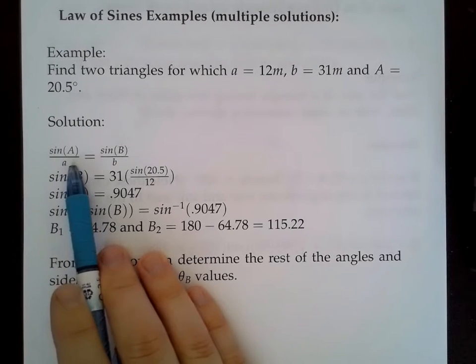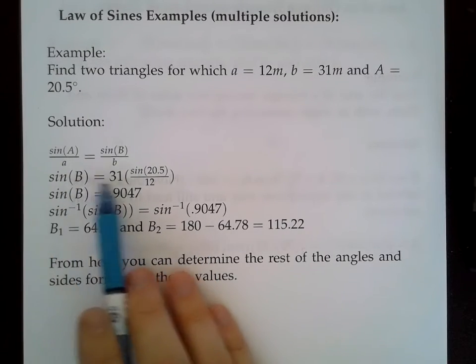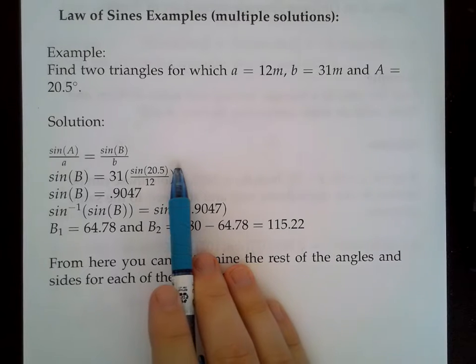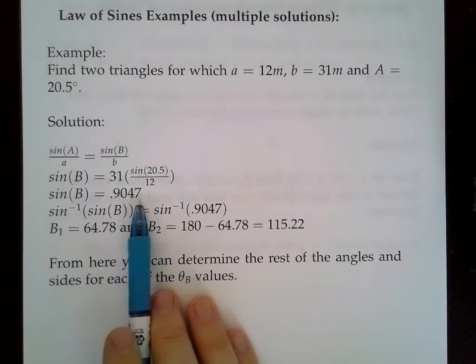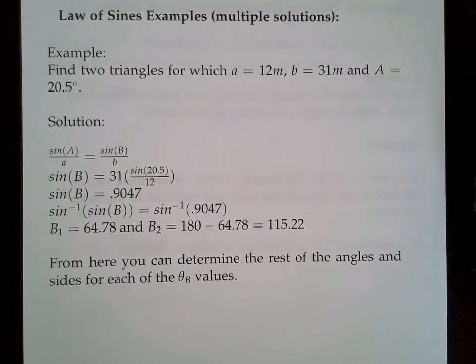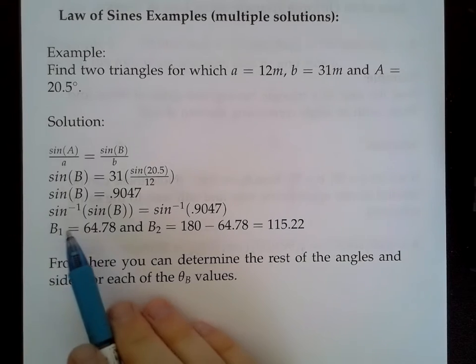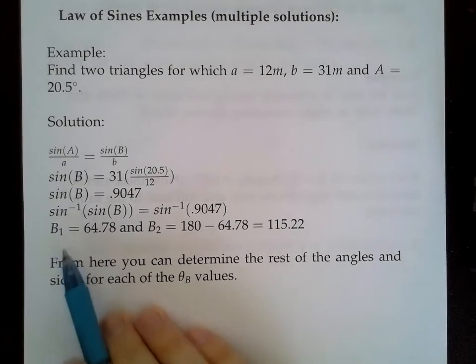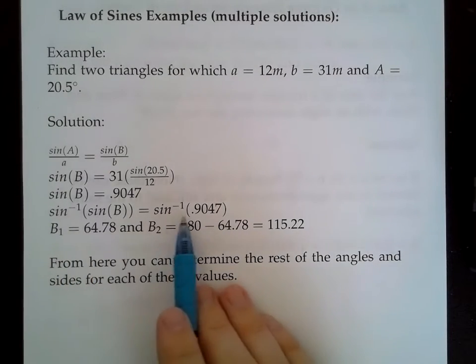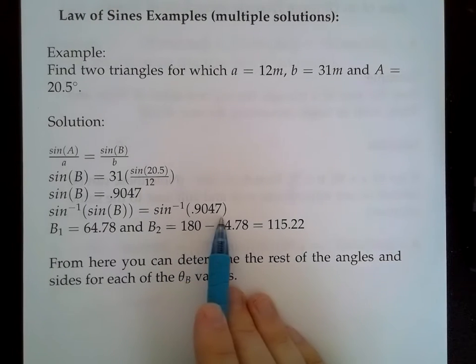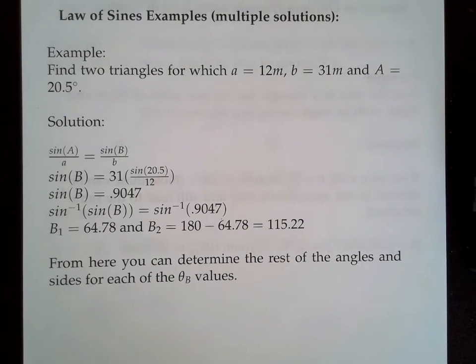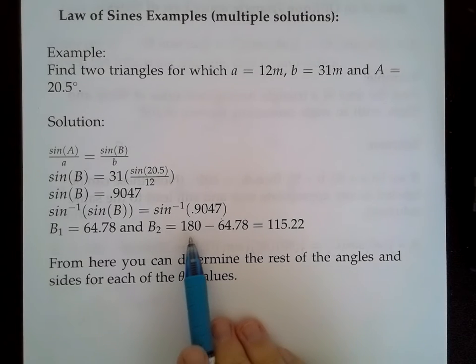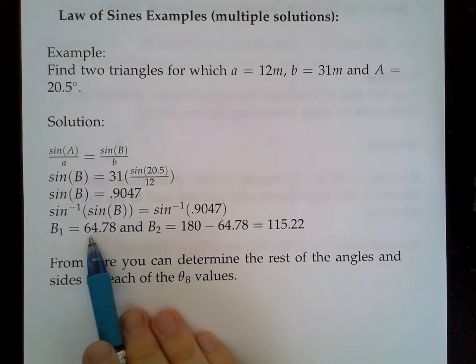So I get sine of A over a equals sine of B over b. I get sine of B is equal to 31 times sine of 20.5 over 12, which gives me sine of B is equal to 0.9047. Now, we're going to have two different answers. In fact, B1, the very first one, is going to be 64.78, which is what you're going to get when you plug this into your calculator, the sine inverse, or the arcsine of 0.9047. Now, the second one that you are going to get is if you take 180 minus this B.